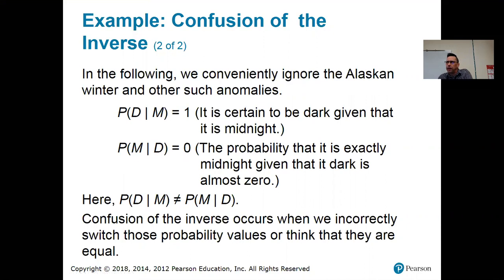They're being really technical about this, because if you calculate the time down to the millionth of a second, the chance that it's exactly midnight is very, very small. Even if you're not that technical about it, if you say we'll ignore the seconds and just go with any time between 12 o'clock and 12:01 as midnight, that probability would still be very, very small. So clearly the probability of D given M is not equal to the probability of M given D. One of those events is certain and the other one is almost impossible.